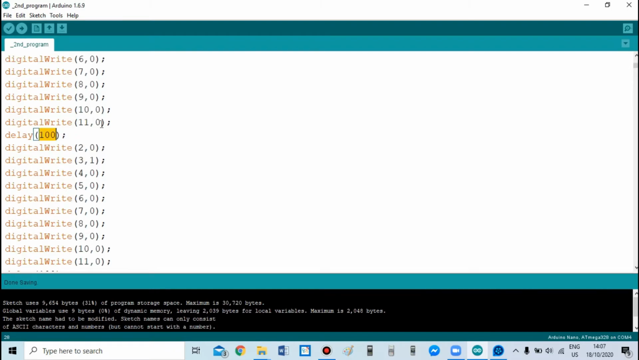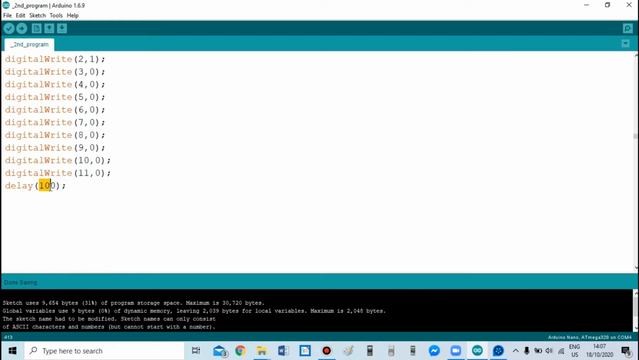So in the second step, the 2 number pin is high and the 3rd number pin is high also. Then after 100 millisecond, the 4 number pin is high, and all the other pins are low. After 100 millisecond, the 5 number pin is high, and after 100 millisecond, only the 6 number pin is high, and that process continues several times. This is the end of the first part.